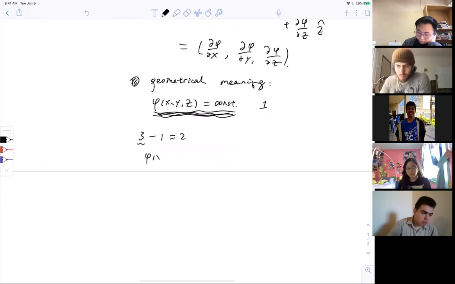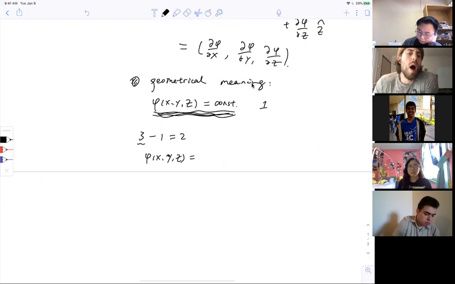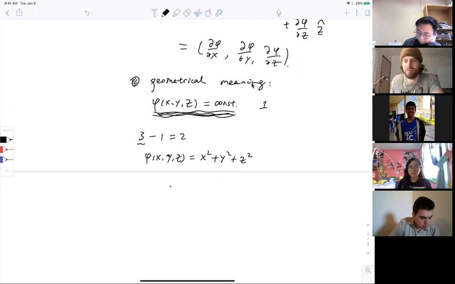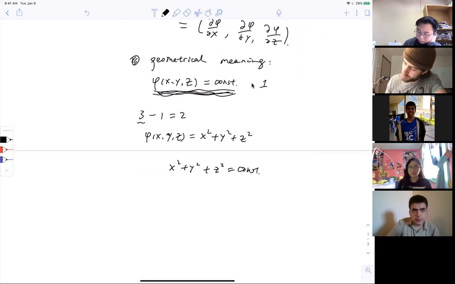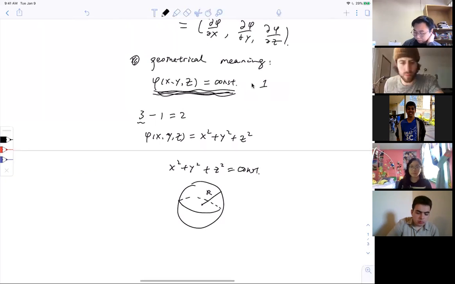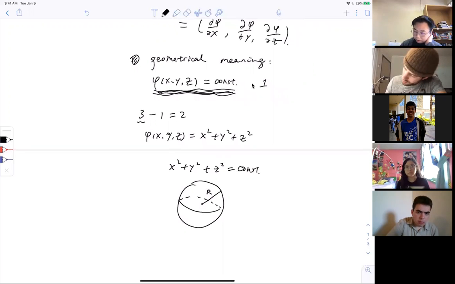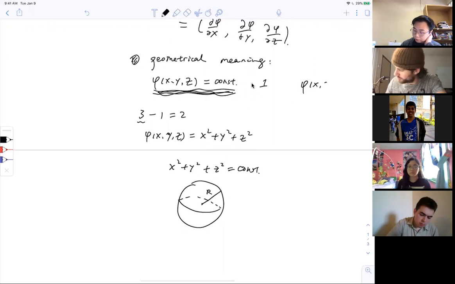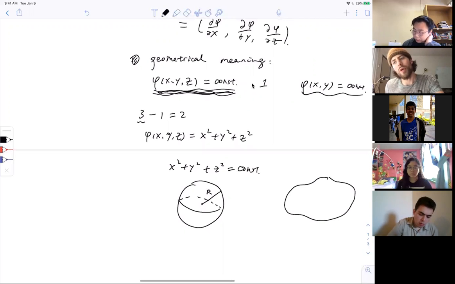For example, if I have the scalar field x squared plus y squared plus z squared, and you set this to be a constant, this is nothing but a surface, a sphere with some radius r. Similarly, if we have a scalar field in a two-dimensional plane, this will stand for a curve.